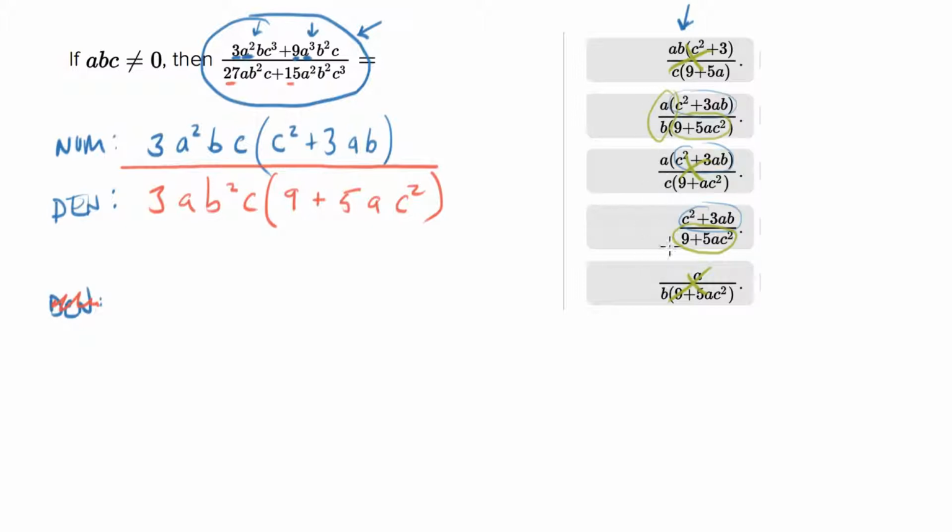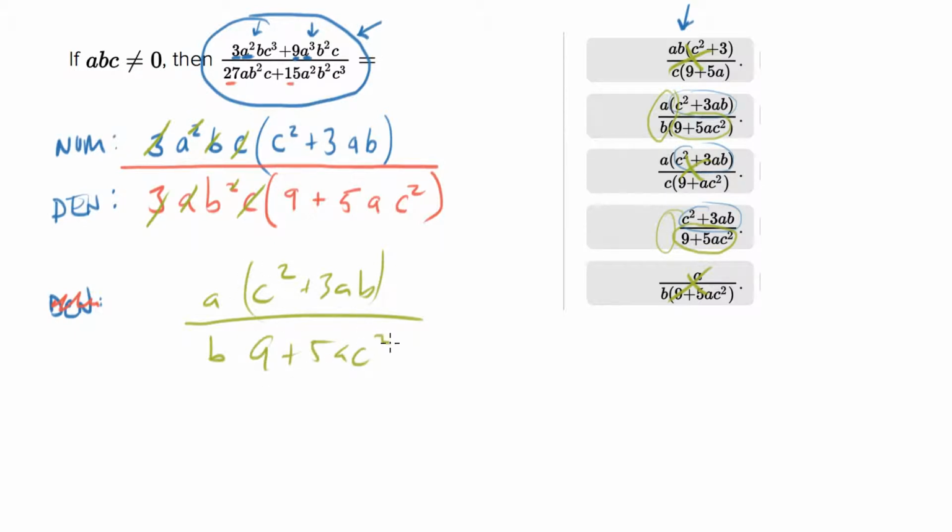Is it a and b, or is it nothing? So what cancels? 3 cancels, one of the a's cancels, one of the b's cancel, and both of the c's. So we're going to end up with a over b, c squared plus 3ab over 9 plus 5ac squared, which is the second answer choice. So we were right.